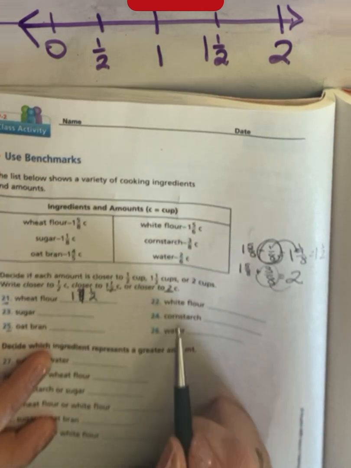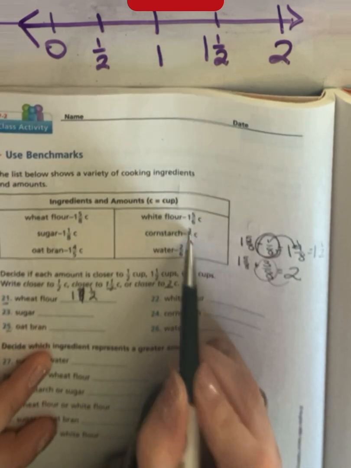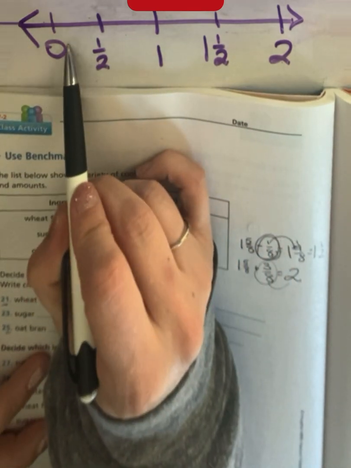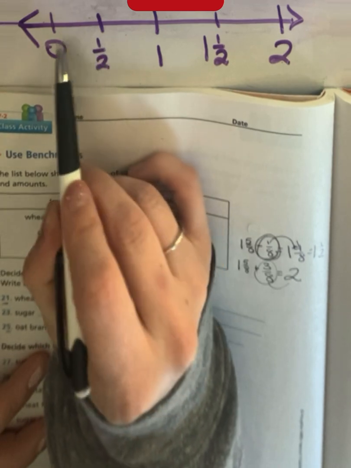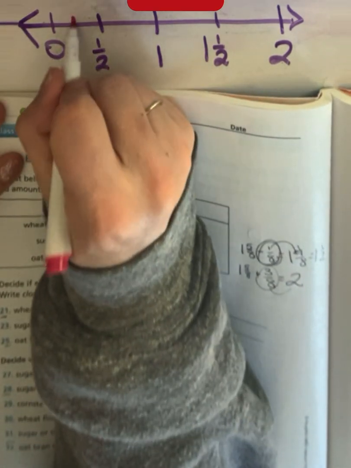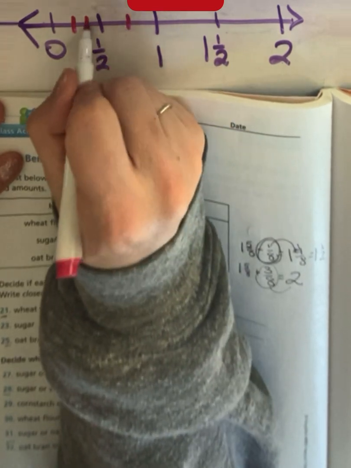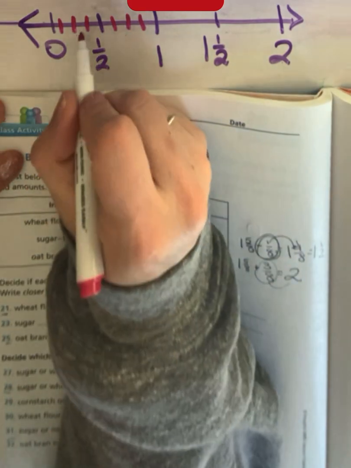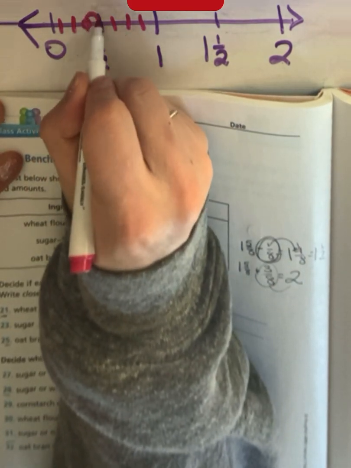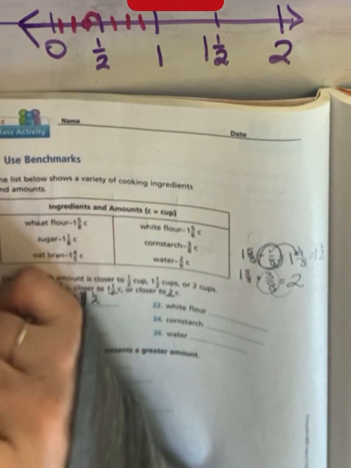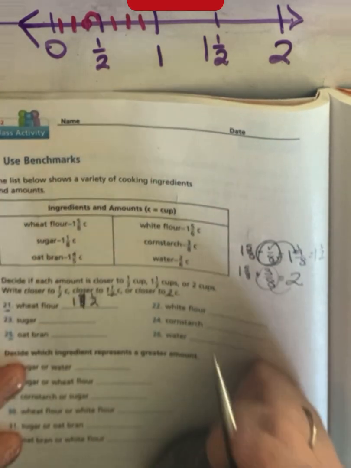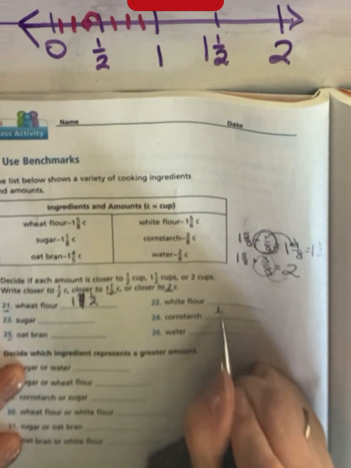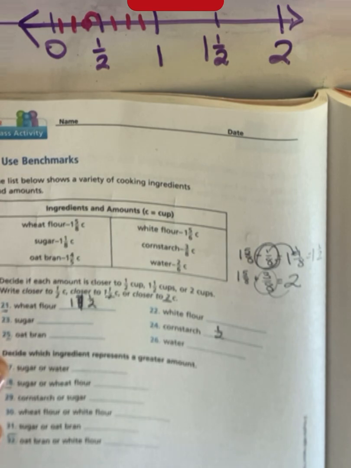Now, cornstarch, on the other hand, is here at 3/8. So we know that it's on our number line between 0 and 1/2. And so what we could do, we could even break our number line, if it helped us, into 8s. See how I broke it into 4ths and now I'm breaking into 8s? 3/8 would be right here, and we can very visually see that that is much closer to 1/2 than it is to 0. So cornstarch, we would say, is closest to 1/2.